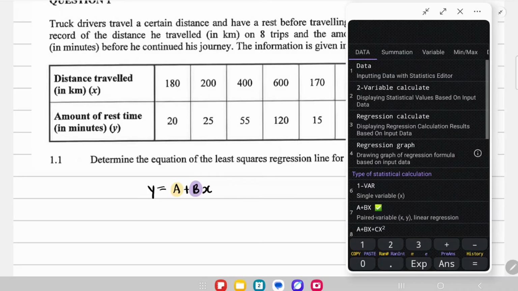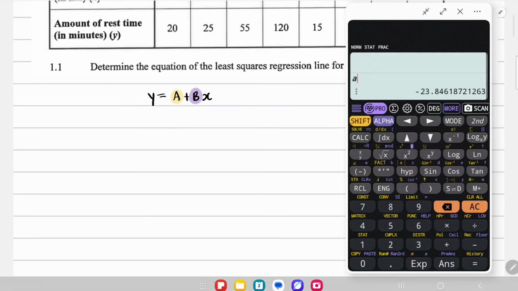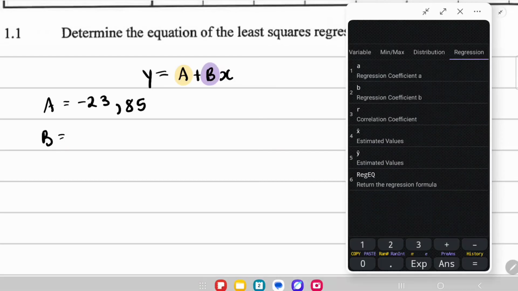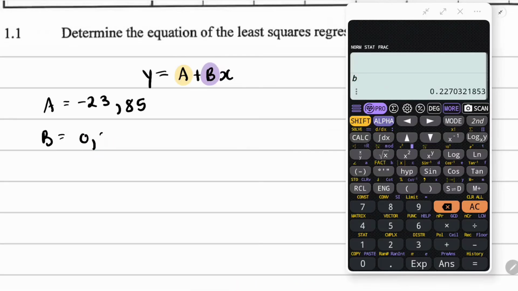And then we'll see some options: type, data, sum, VAR, and regression, which is REG, and we're going to go for that. Okay, so we can see the value of A, and A is equal to negative 23.85 rounded off to 2 decimal places, and then B. So you can just press Shift 1 and then B. So we can see B is now 0.23. Now you're going to still have to go to regression again, but it's fine. You still follow the same steps to find B.